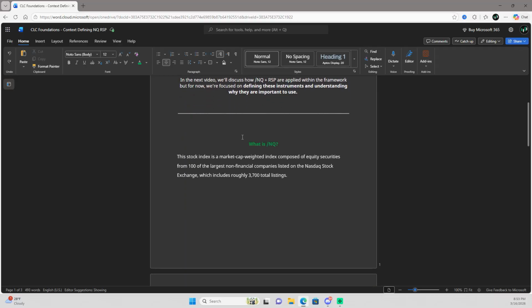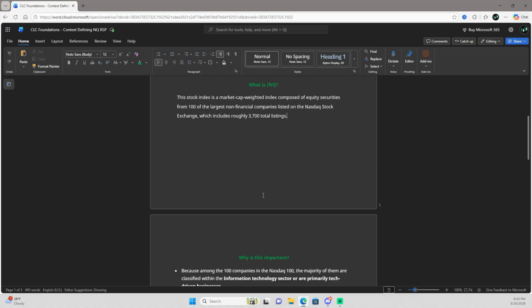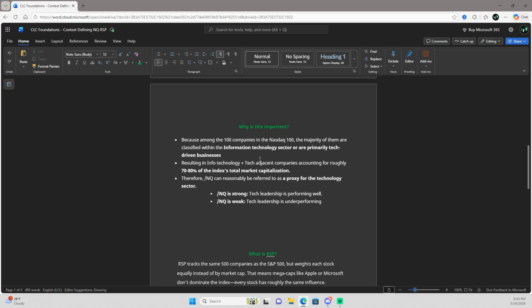So what is NQ? NQ is a stock index, meaning it's just an assortment of 100 different companies. It is market cap weighted, and of those 100 companies, it's representing the largest non-financial companies listed on the NASDAQ stock exchange. So why is this relevant? Why is this important to us? Of these 100 companies listed in the NASDAQ 100, a majority of them are classified within the IT sector or are primarily tech-driven businesses.